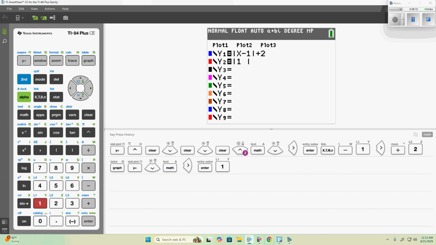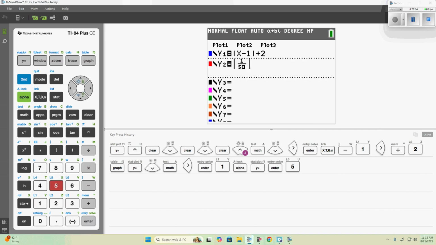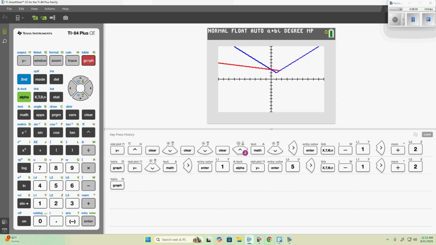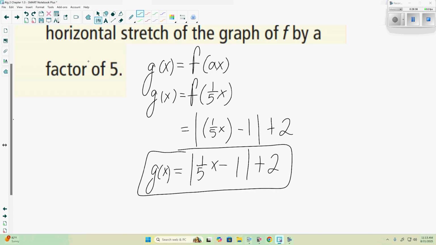Absolute value, 1/5 x minus 1. So as we can see here, it is increasing faster along the x than the one in blue. It does shift it a little bit to the right, which is a little weird, but it is increasing faster along the x-axis. We're stretching it horizontally.